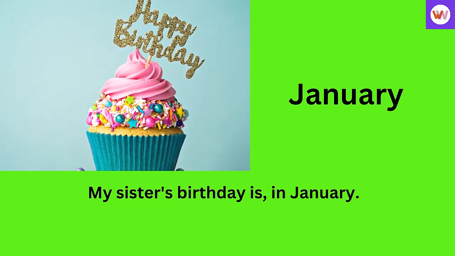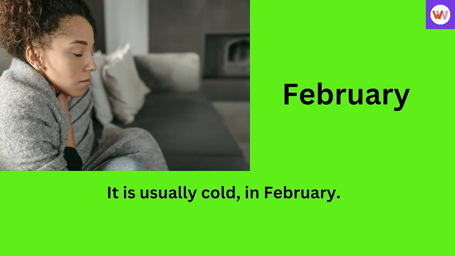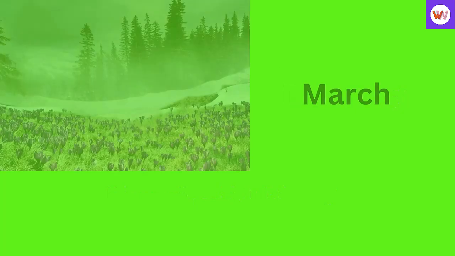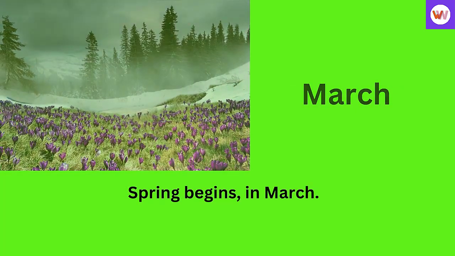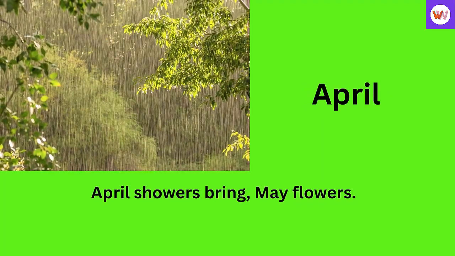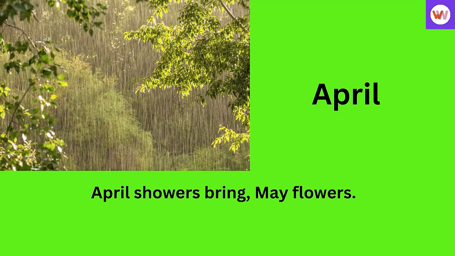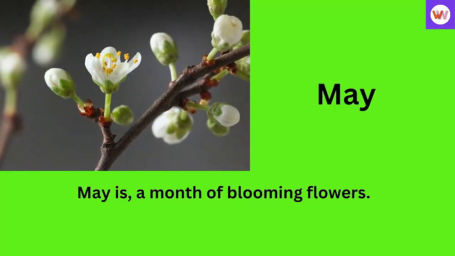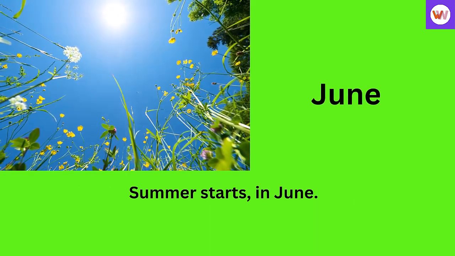January. My sister's birthday is in January. February. It is usually cold in February. March. Spring begins in March. April. April showers bring May flowers. May. May is a month of blooming flowers. June. Summer starts in June.